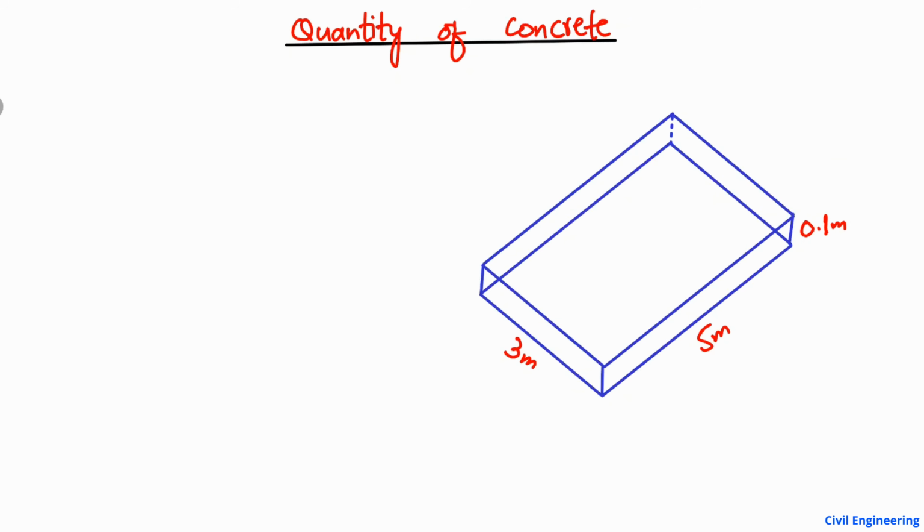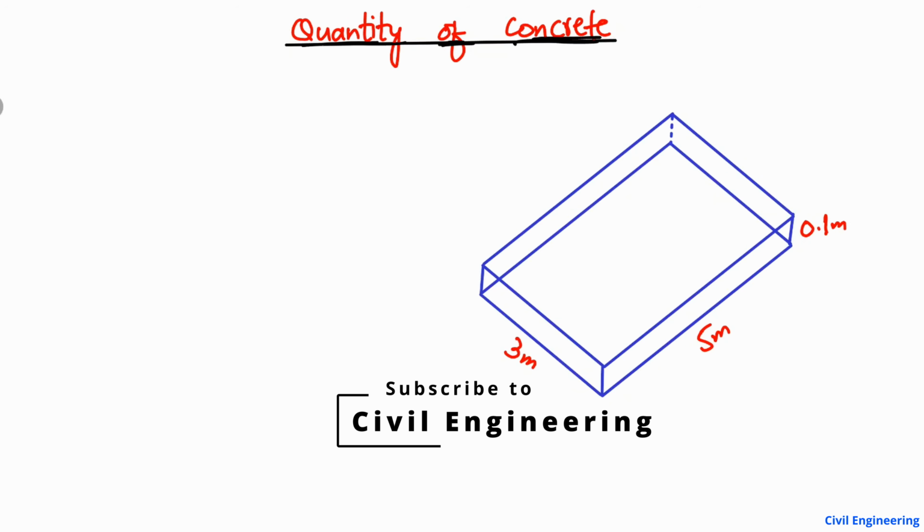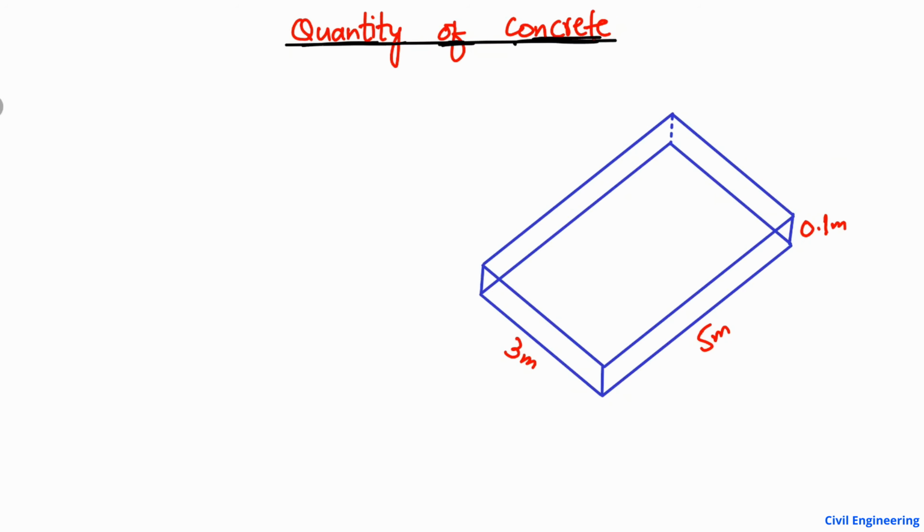In today's lecture, we are going to find out the quantity of the concrete, or we can say the quantity of the cement, the quantity of the sand, and the quantity of the aggregate for a solid slab system. So how we can find the quantity of these kinds of material in a given solid slab.